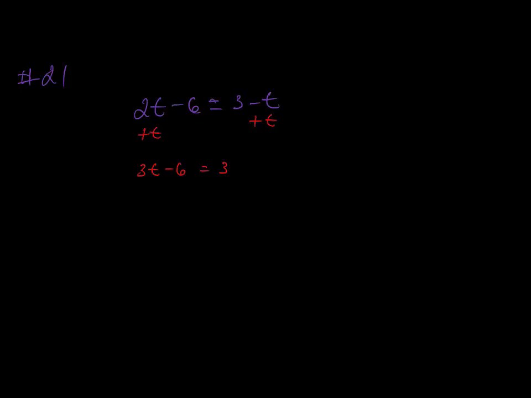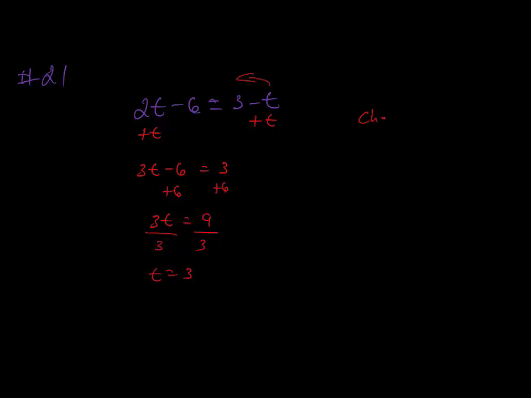Now, since I moved the t from the right side to the left side, I'm going to go ahead and add 6 to both sides. So when I do that, I get that 3t is equal to 9. And then just like the first problem, we're going to go ahead and divide by the coefficient. And so t is equal to 3.